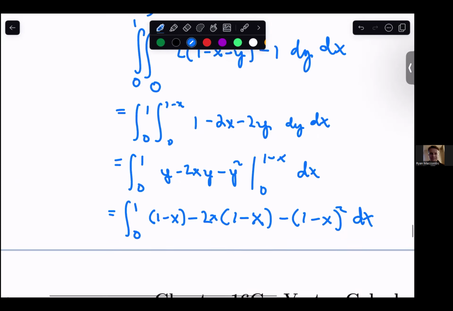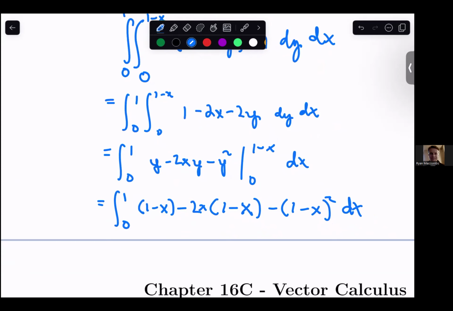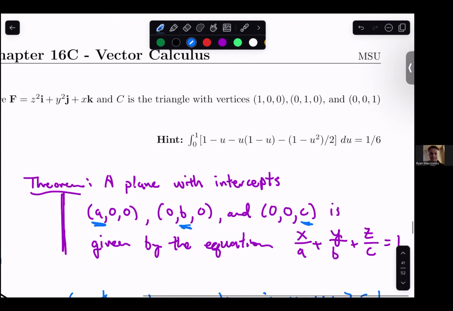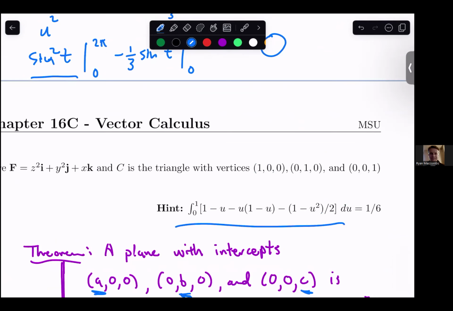All right. Well, we would now need to distribute this a little bit. In fact, if you were to rearrange this a little bit, this is where the hint comes in: this integral is meant to exactly match up with this. Again, we just need to distribute a little bit. And so the final answer is going to end up being 1/6.